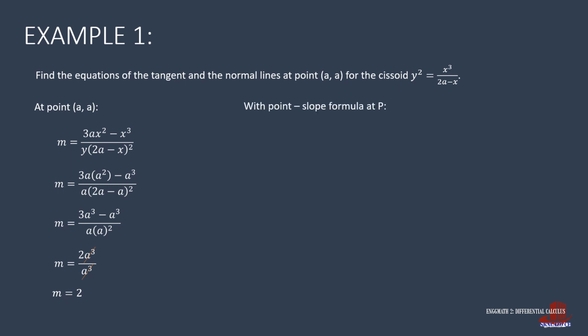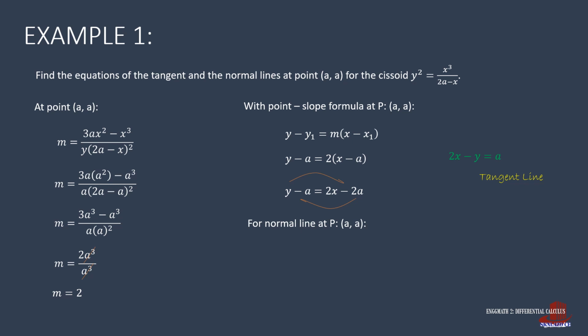Now to find the tangent line's equation, we plug the slope and the coordinates in the point-slope formula to have y minus a is equal to 2x minus 2a. Arrange the terms by separating the variables from the constants to get 2x minus y is equal to a.